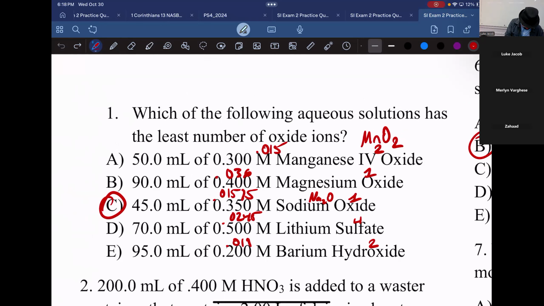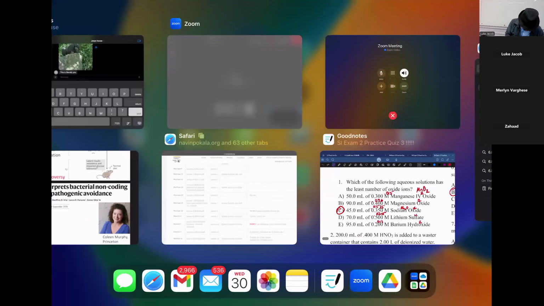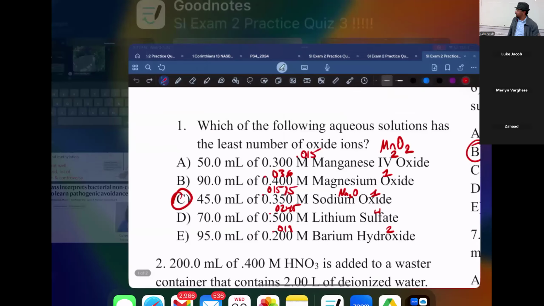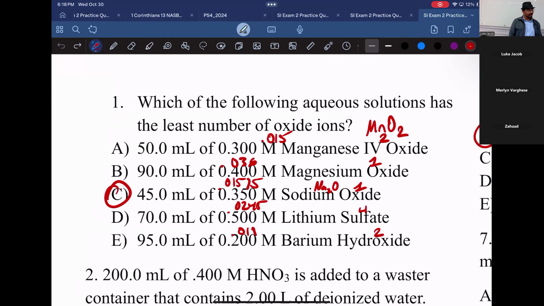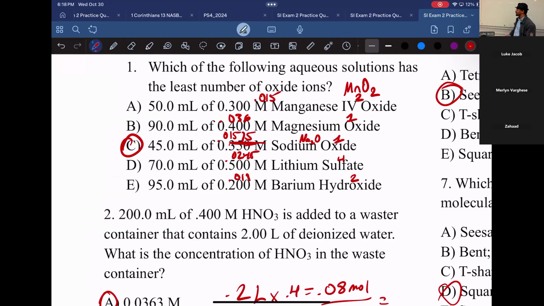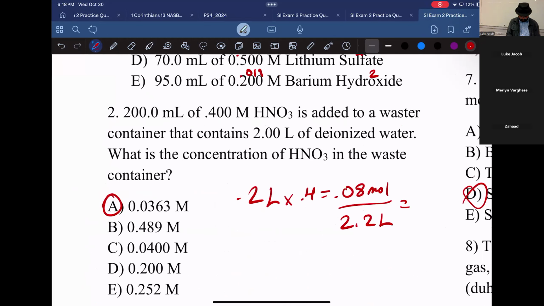Am I muted on here? Okay, so basically you find that this is the lowest amount, so C is the right answer. There's probably going to be a question like this on your test, so keep it in mind.